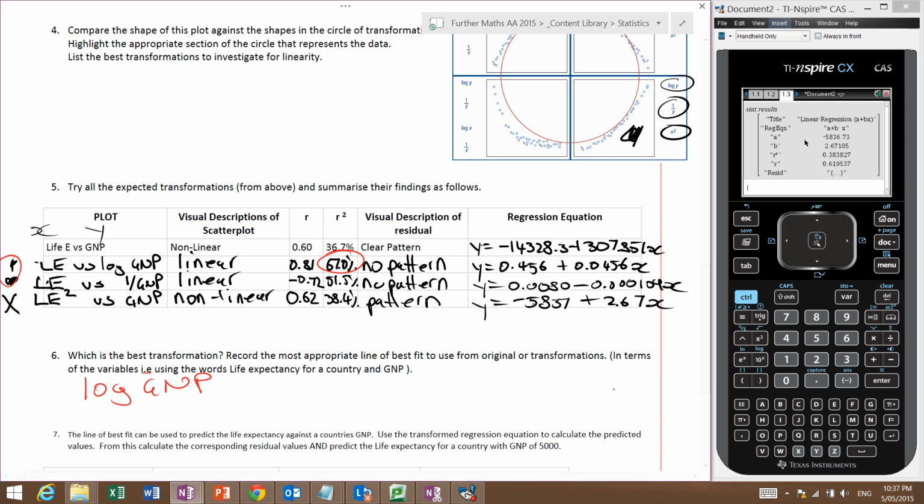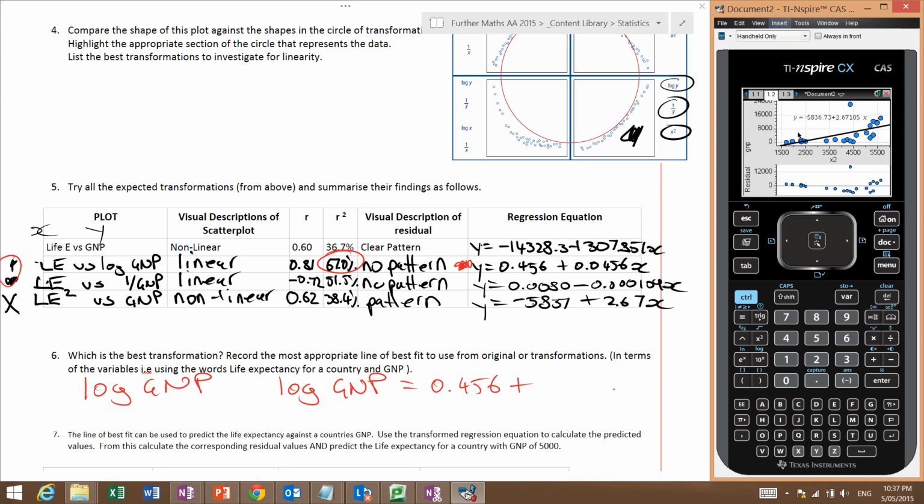Okay. So the way we'd write it, we need to take this and write it appropriately. So we're going to have log GNP equals 0.456 plus, oh, did I write that down wrong? Let me quickly double check that. That was life expectancy. That was log Y.